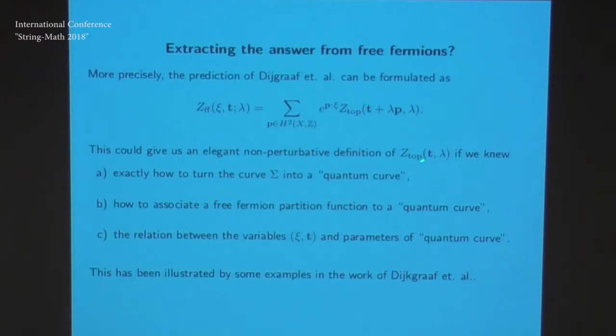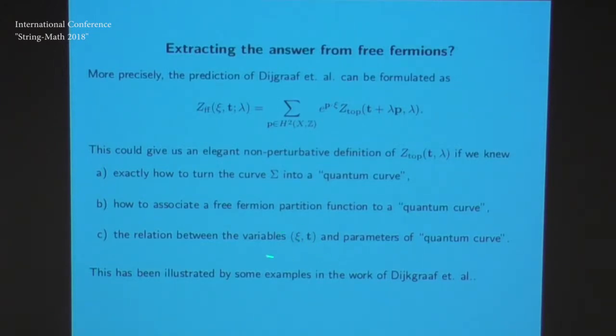All right, so this is very nice, and it would give us a very elegant non-perturbative definition as well as mathematical characterization of Z top if we knew the answers to the following three questions. We will need to know, of course, exactly how this quantization of sigma into a quantum curve should be defined and represented. Then we need to know how to associate the free fermion partition function to what we loosely call a quantum curve. And most importantly, and in some sense that is the main subject of this talk, we have to understand the relation between the variables zeta and t and the parameters of the quantum curve.